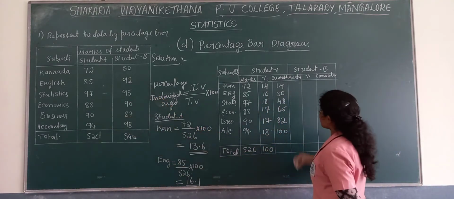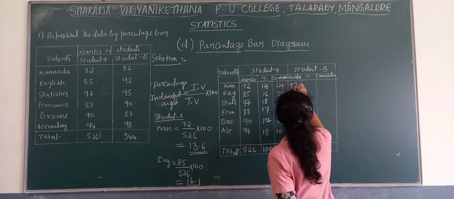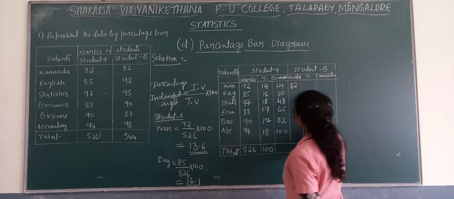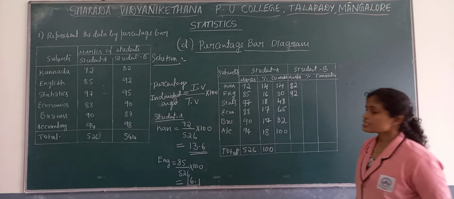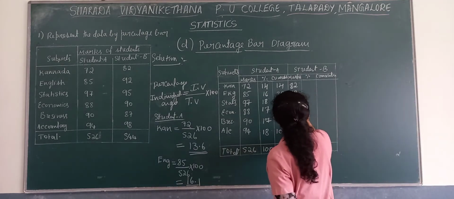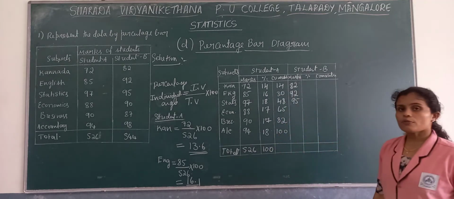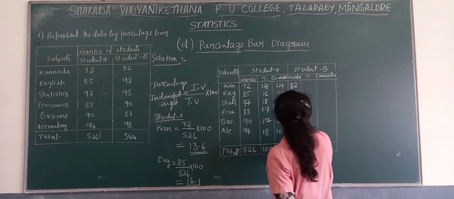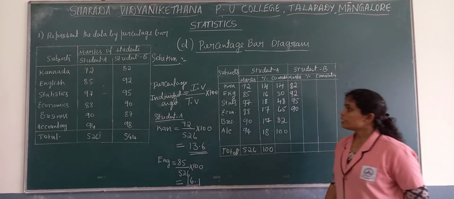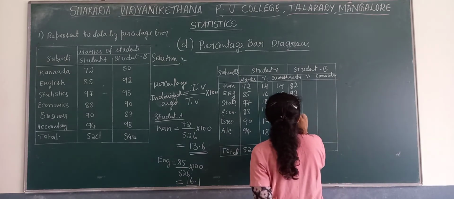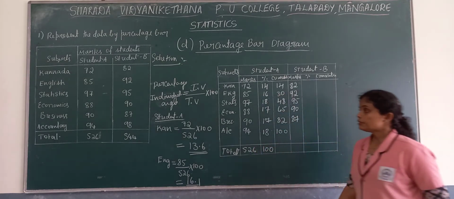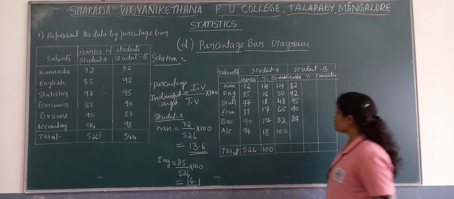The first one, Kannada, he scored 82. Then next it is English 92. Then comes statistics 95, then economics 90, then business 87, then accountancy 98.